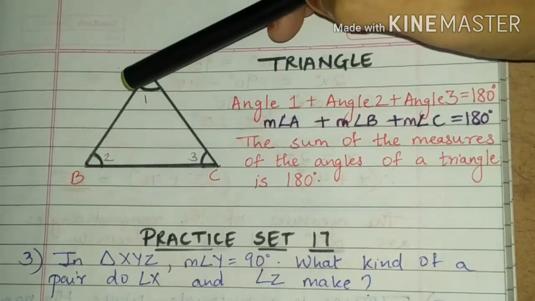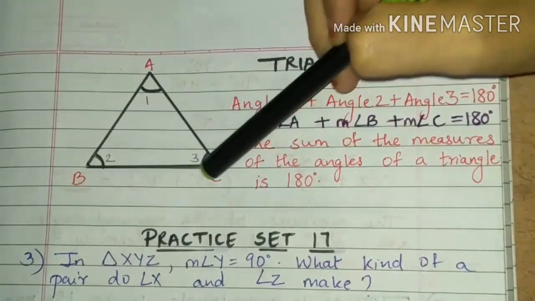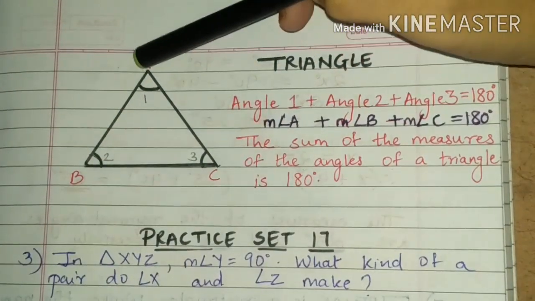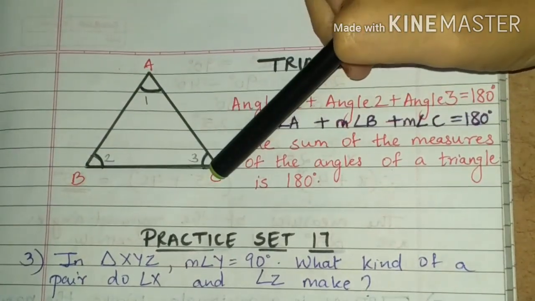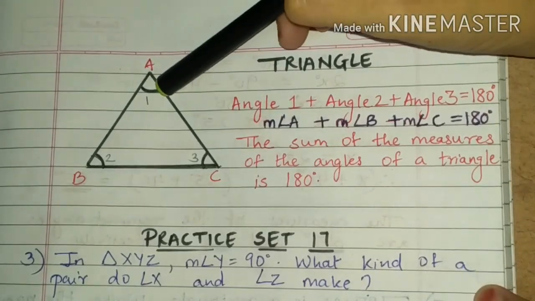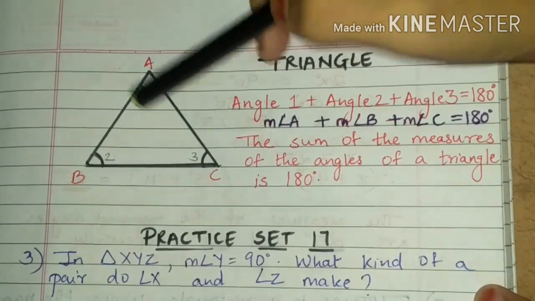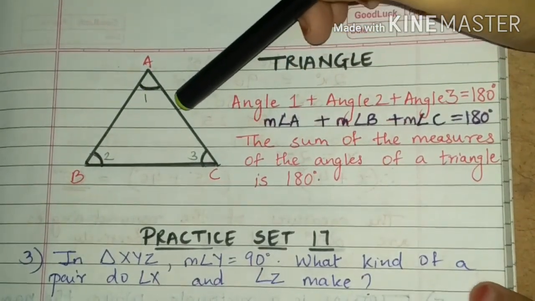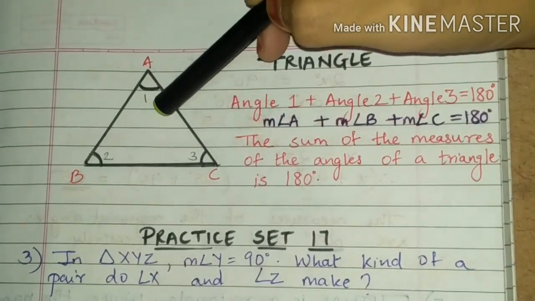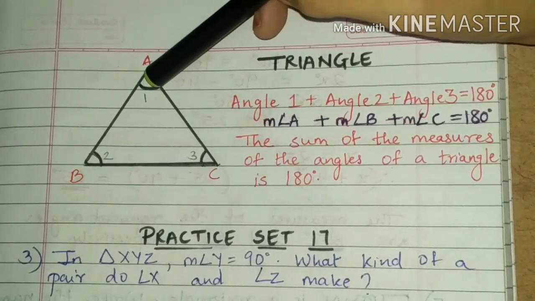What is a triangle? Any closed figure having three sides, three angles, and three vertices. Okay. So now triangle, see, a triangle has how many sides? Three sides. How many angles? Three angles. So we have to remember one thing for a triangle: the sum of the measure of the angles is what?